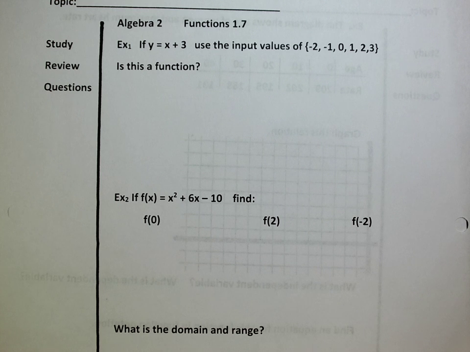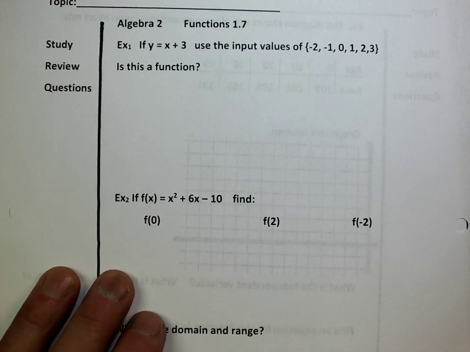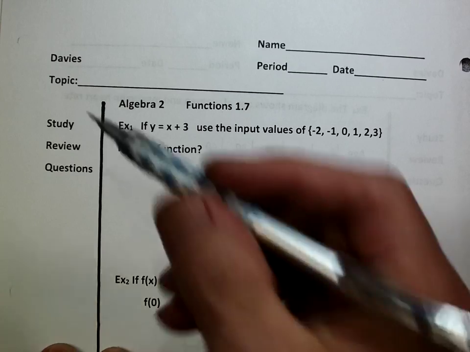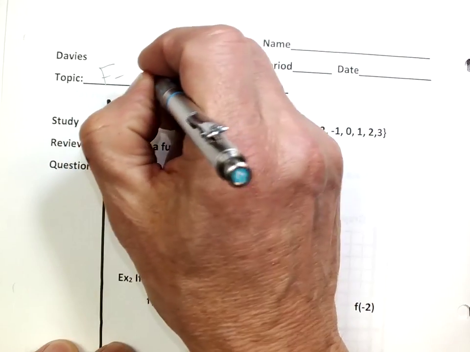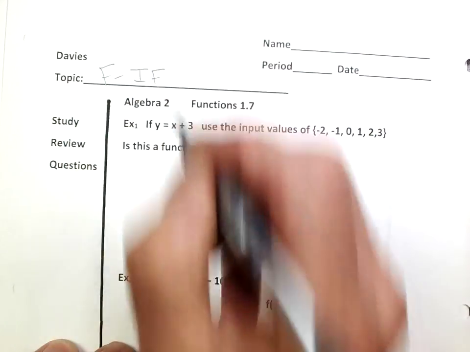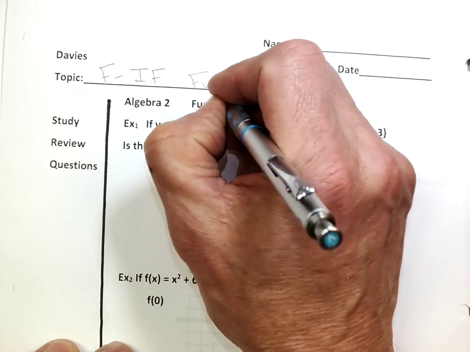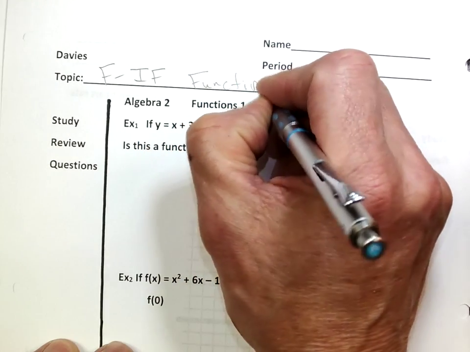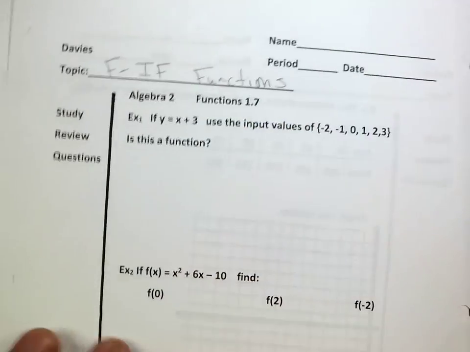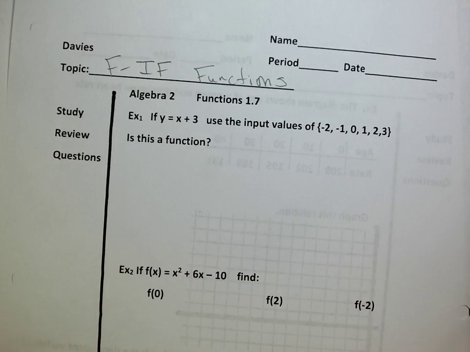So, example 1. Today, first of all, we are talking about functions. It is IF for interpreting functions, and basically we're going to be dealing with functions. Okay, that's our common core. All right, functions, function notation.